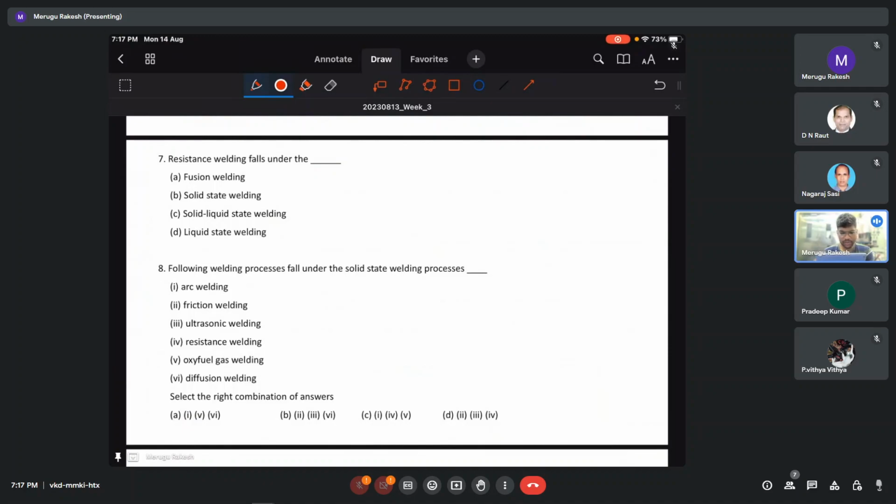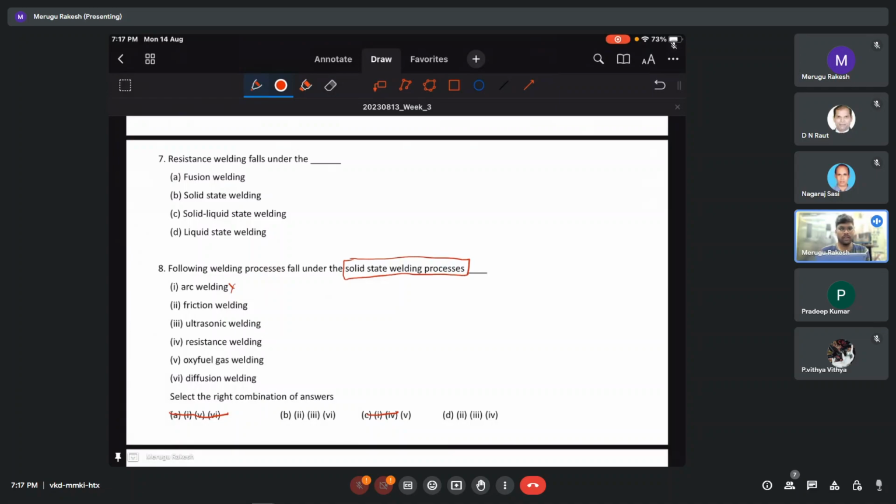So the next question is: which of the following welding processes fall under the solid state welding processes? So you see the options. Arc welding is not a solid state welding process. It comes under fusion welding. So option one is wrong. You can directly strike off this option and then this option as well.